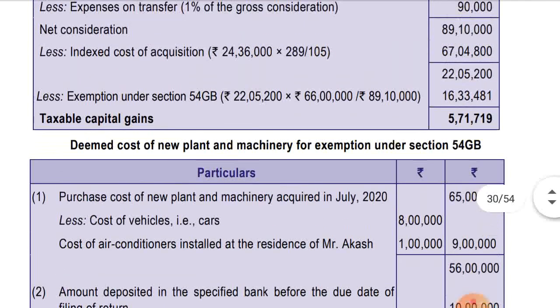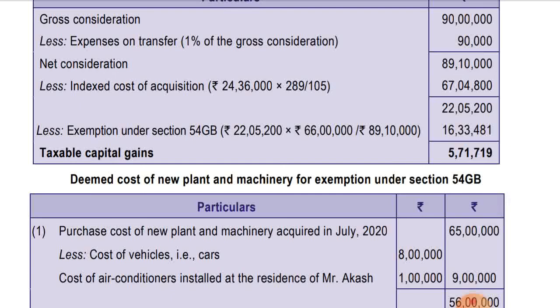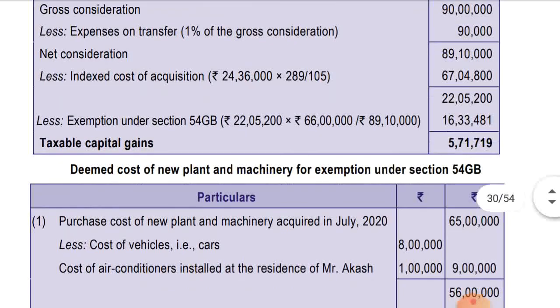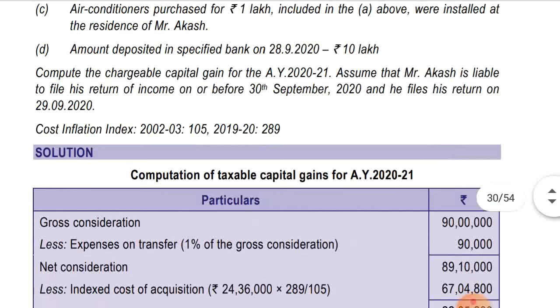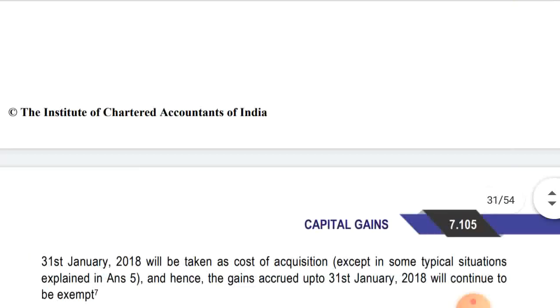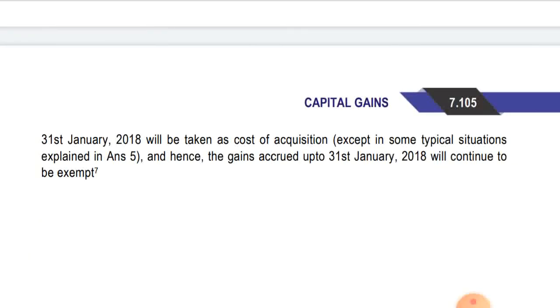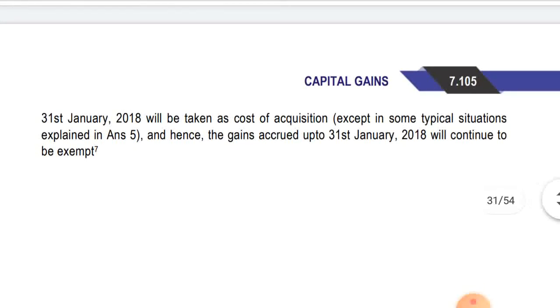So let's compute the exemption. 22 lakh 5,200 into 66 lakh divided by net consideration 89 lakh 10,000, and the exemption is coming to 16 lakh 33,481, and taxable capital gain is 5 lakh 71,719. So it was also a good question. You can see it once again. It can be asked in the exam. Regarding these two lines, just simply ignore them, it was my mistake. It has come in this PDF file.